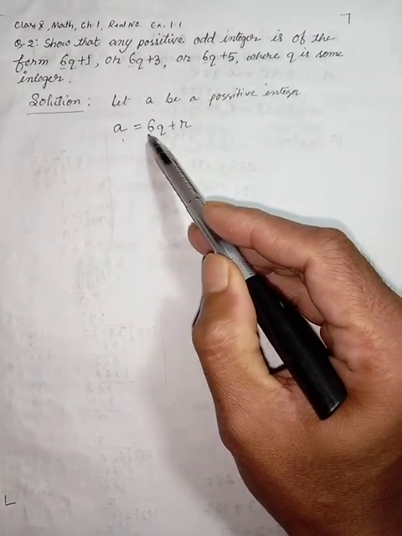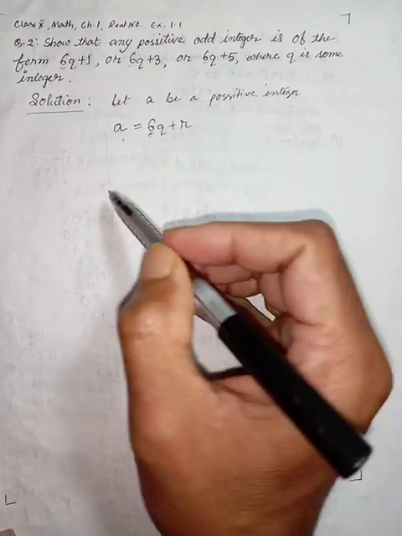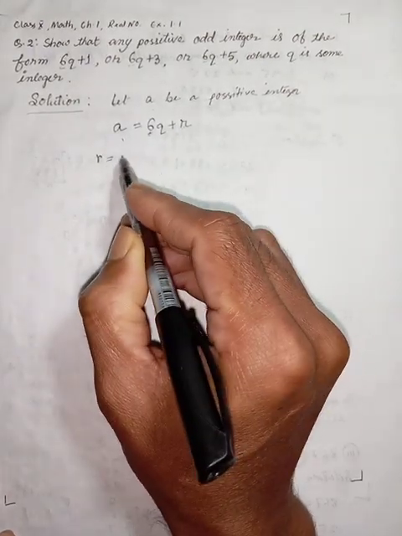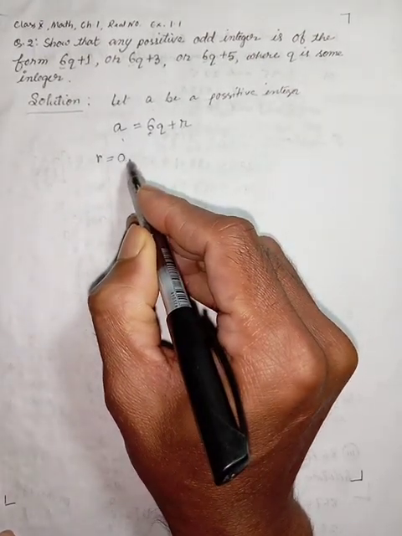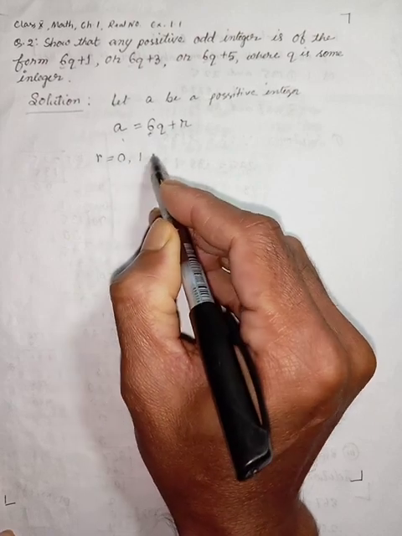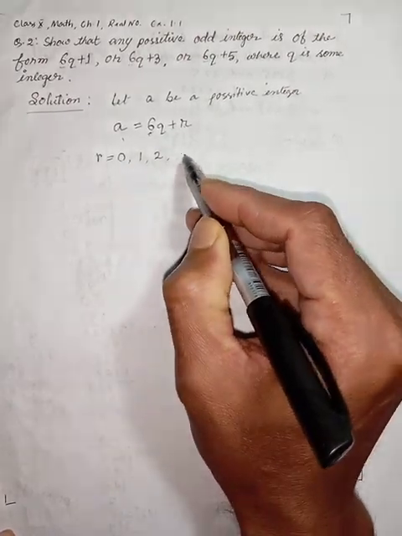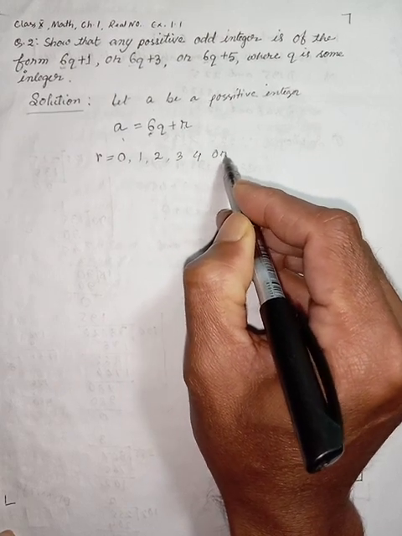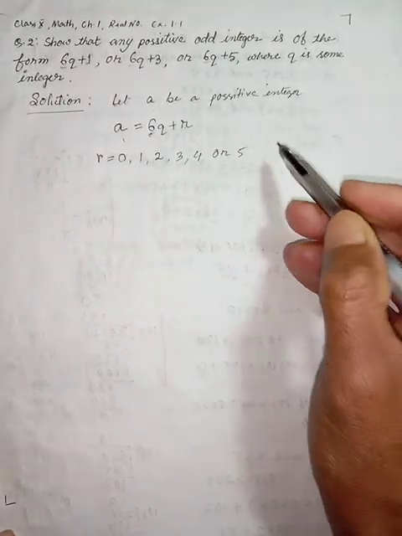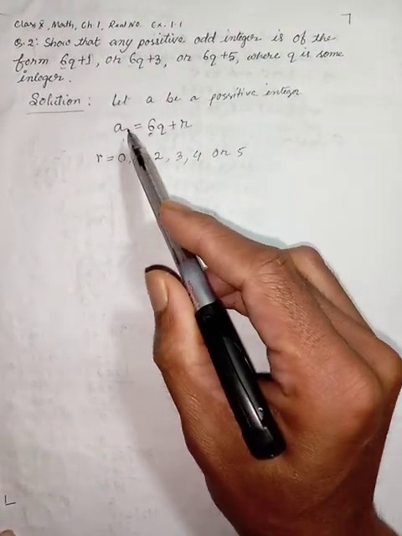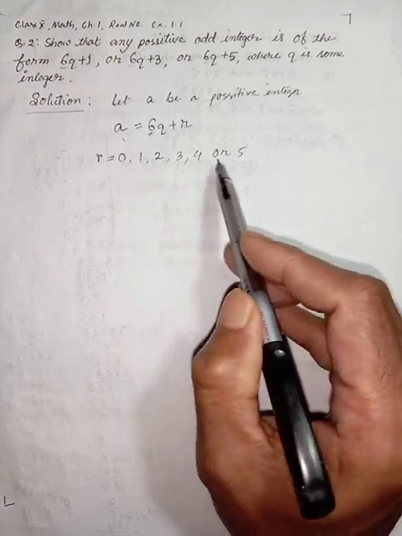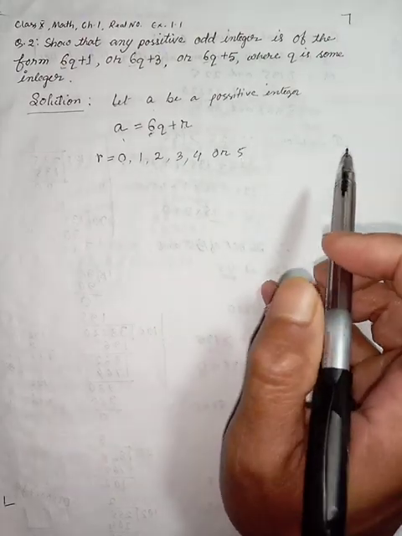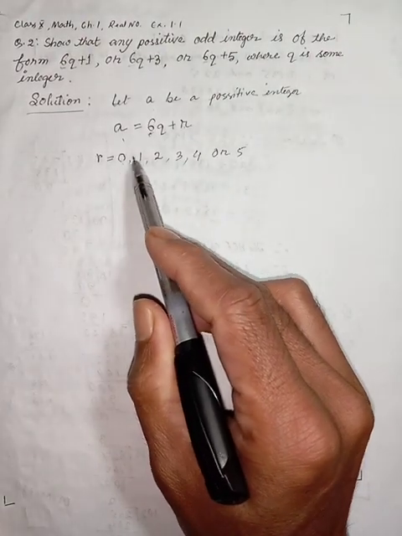So remember, when the divisor is 6, what can be the possible remainders? The remainder may be 0, 1, 2, 3, 4 or 5, because whenever any number is divided by 6, the remainder will be less than 6. Maybe 0, 1, 2, 3, 4, 5. So there are 6 cases.